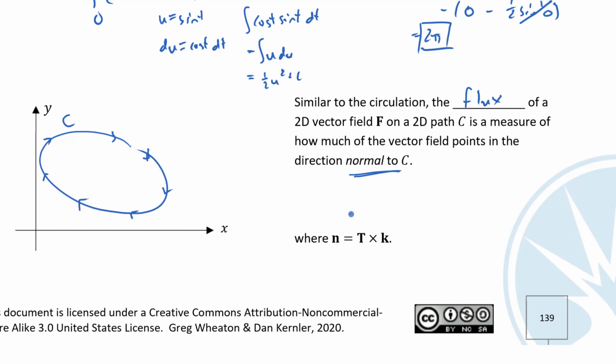The flux is going to be the integral over the curve, and if we want to find normal to it, you can imagine looking at the normal vector. So that's the integral of the dot product with the normal vector rather than the tangent vector. And that normal vector you can find by taking the cross product of the tangent vector with the k vector, just 1 in the z direction.